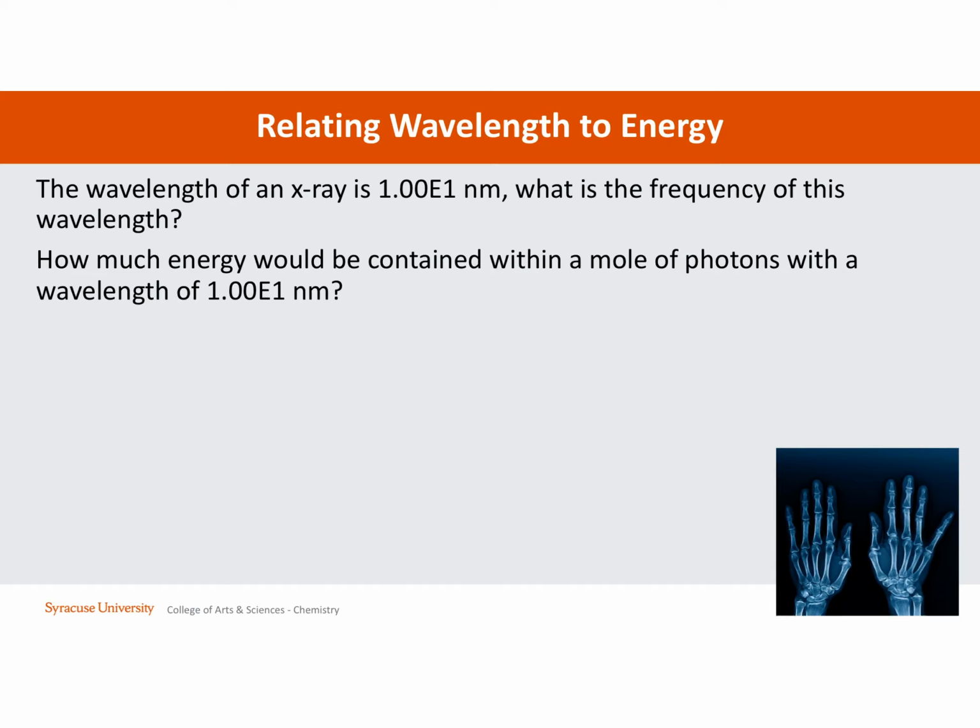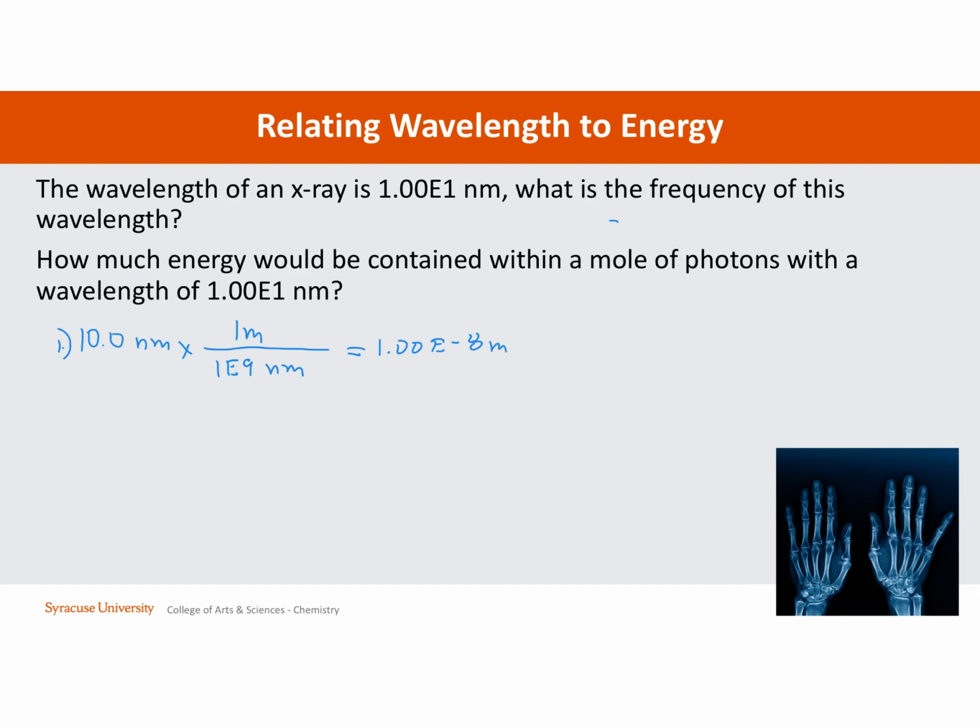Well, much like our last calculation, the first step is the same. I need to go from 10 nanometers to meters because I use the speed of light in meters per second. So I need those units to cancel out. Well, I know in 1 meter, I have 1 billion nanometers. So I'm going to have 1.00 e to the minus 8 meters.